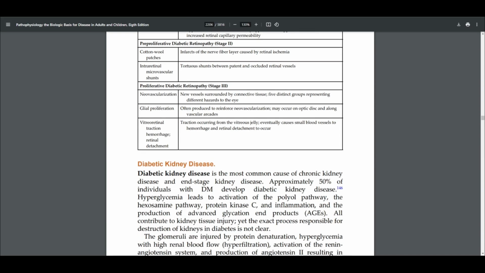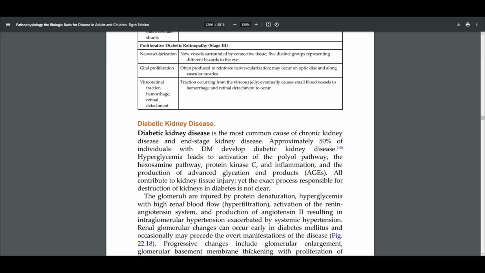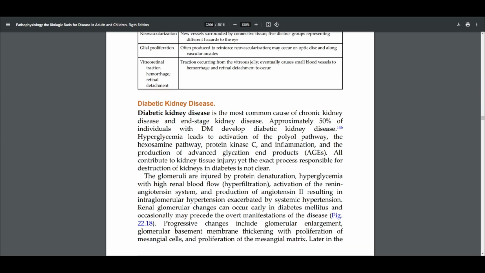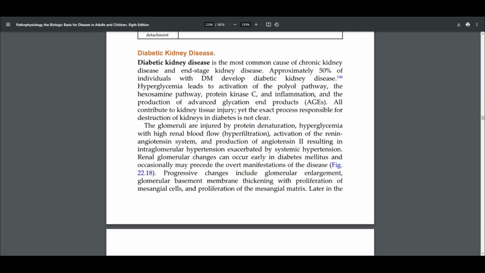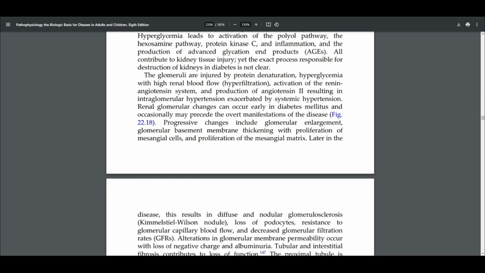So diabetic kidney disease is the most common cause of chronic kidney disease and end-stage kidney disease. Roughly 50% of individuals with diabetes develop diabetic kidney disease. Your hyperglycemia leads to the activation of the polyol pathway, the hexosamine pathway, protein kinase C, and inflammation, and the production of advanced glycation end products, your AGEs, all contribute to kidney tissue injury. Yet the exact process responsible for destruction of the kidneys in diabetes is not clear.